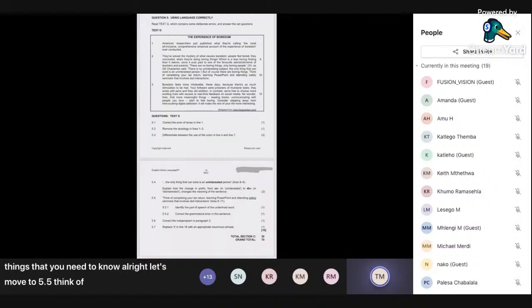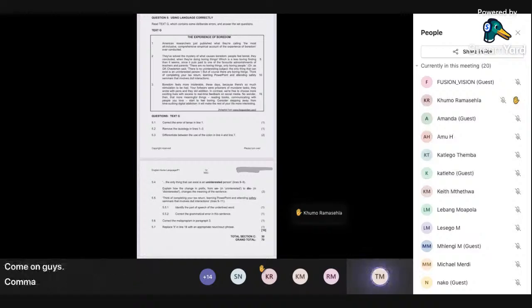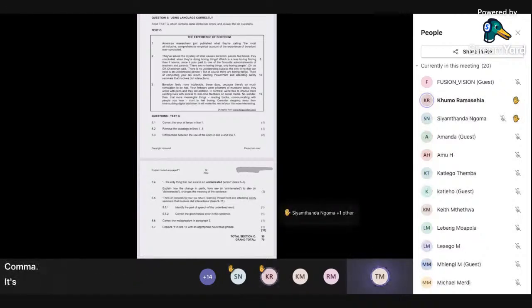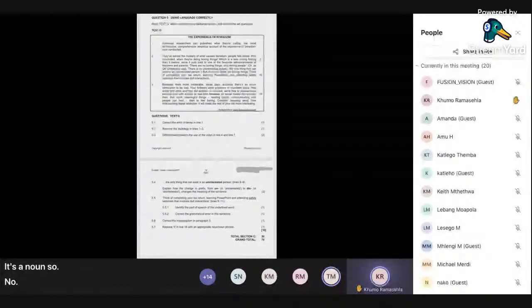Think of completing your tax return, learning PowerPoint, and attending safety seminars. Safety seminars that involve interactions. That's lines 9 to 11. 5.5.1, identify the part of speech of the underlined words. Do you see now the similarities between your first additional language paper and your home language paper? Now we are dealing with parts of speech. We've dealt with parts of speech previously. So 5.5.1, the word safety, what part of speech is it? Come on, guys. Kumo? It's a noun, sir. No. It can be. Amugelan?